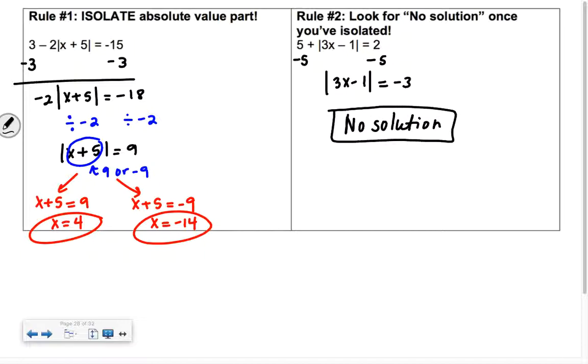We like when it's no solution. So always make sure, after you isolate, make sure it's equal to a positive number. All right, so let's try some problems. So we did this the other day. So just like if we had whiteboards out, you guys do the problems just like if we had whiteboards.